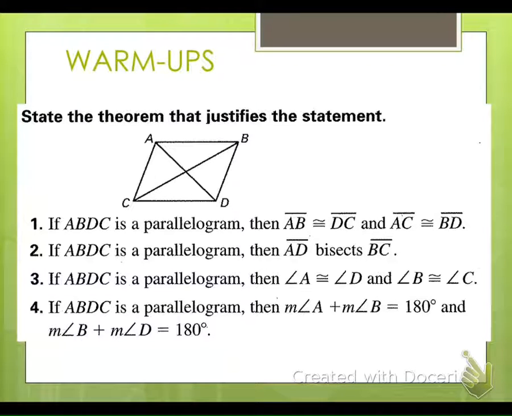So our first one is to state the theorem that justifies the statement. If ABC is a parallelogram, then side AB is congruent to side CD, and side AC is congruent to side BC. So that's saying that this side is congruent to this side, and this side is congruent to this side. Yesterday's properties. Which property tells you that?